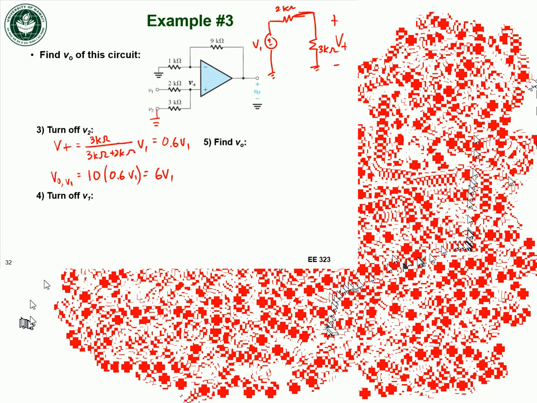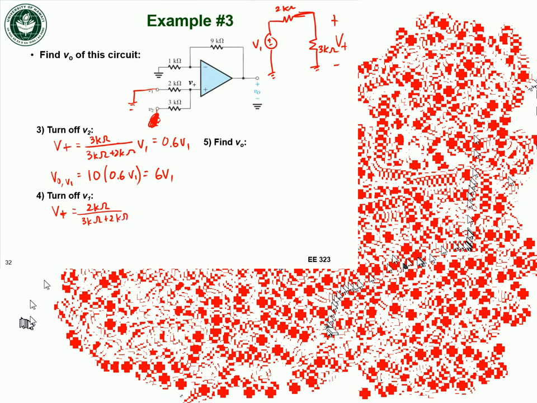Okay, now we're going to do the opposite, and we are going to short out V1 and turn on V2. Okay, so V2 is on and V1 is off. Now what is the voltage V plus in terms of V2? Sorry? 0.4 V2. Yeah, so how did you get that? What's the term in the numerator? So 2 kilo ohms. The bottom stays the same. So we have another voltage divider, and this is times V2. So this is 0.4 V2.